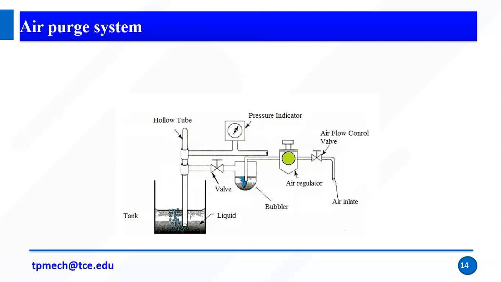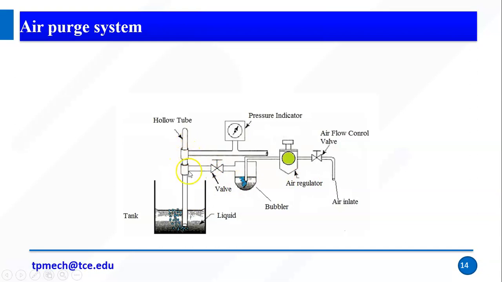Right, this is the construction of the air purge system. We have a tank or reservoir where we store our liquid, and we are going to measure the liquid level in this tank. Again, we have one pipe, a hollow tube, and we have two connections there.